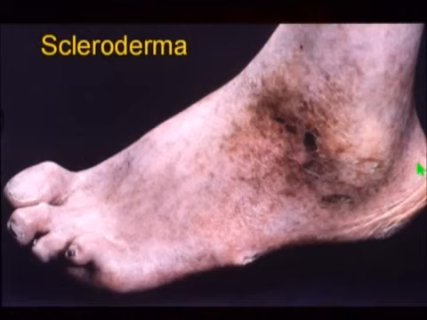Here's another example of scleroderma affecting a patient's foot. So you can see again that kind of bound, tight, thickened skin on the toes. And then pay close attention to this sort of speckled appearance on the ankle in terms of the pigmentation, because that's a common feature in patients with scleroderma. And we'll see another example of that in just a minute.